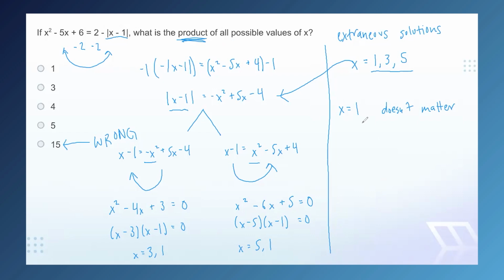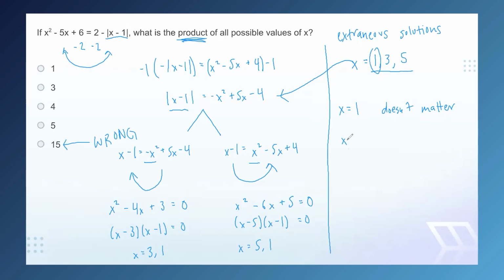Now, if you do end up plugging it in this version of the equation that we chose, I think it gives 0 equals 0. If you plug it into the original, I think it gives 2 equals 2. In any case, it's true. And this is, in fact, a valid solution. But because it doesn't matter, I'm going to go ahead and skip it and save some time.